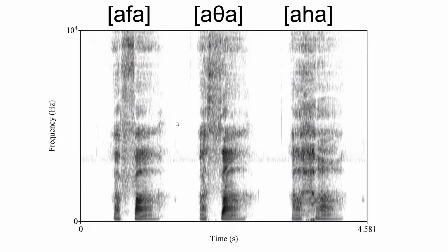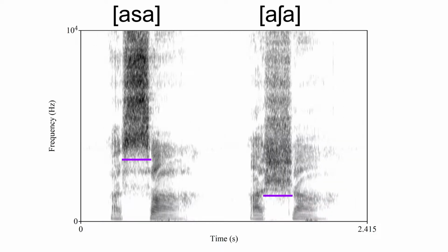Here we have the bilabial, the dental, and the glottal: a fa, a tha, and a ha. Now the first thing to notice is that there's a lot less energy. You see how much energy there is in this S relative to the vowels on either side, and even the esh is similar in energy.